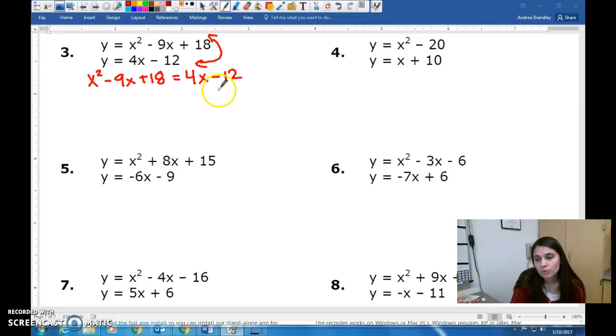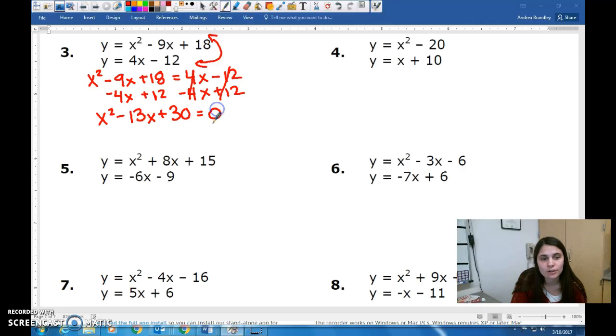This time, where before I was trying to get my x's on one side and my numbers on the other side, I want everything on the same side. Because of this x squared, I think factoring is going to be my easiest method to solve this. So I'm going to subtract 4x from both sides, and add 12 to both sides. Then these cancel, so I have x squared, negative 9x minus 4x is negative 13x, and 18 plus 12 is 30, and that's equal to 0.